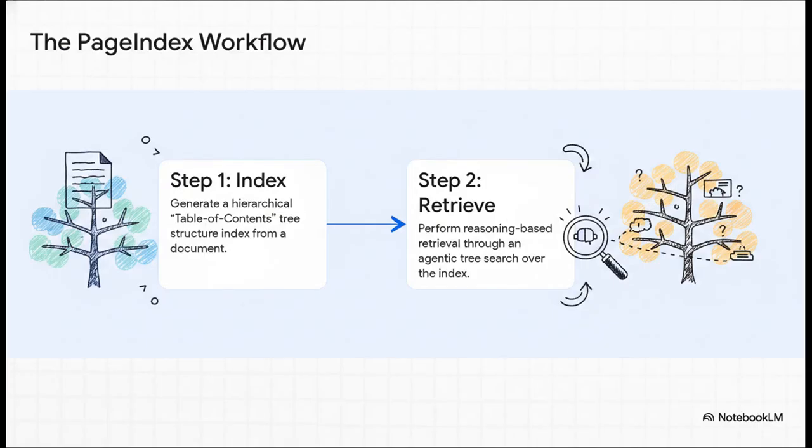And here's the workflow, plain and simple. Step 1 is all about ingestion. You generate that hierarchical tree index from your document. That's a one-time thing you do for each document. Then, step 2 is retrieval. The LLM agent agentically searches that tree, reasoning its way through the branches to find the answer to a user's question. That's it. It's simple, it's elegant, and it is really, really powerful.